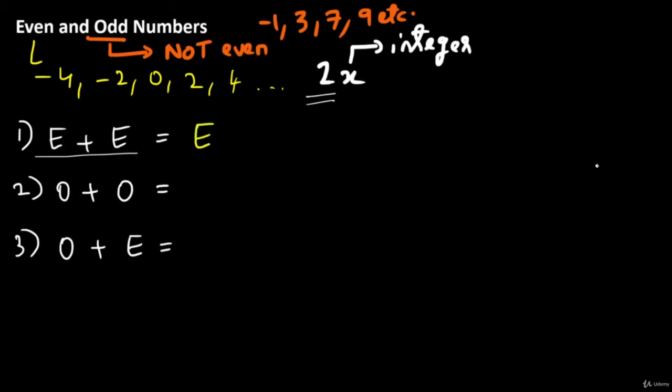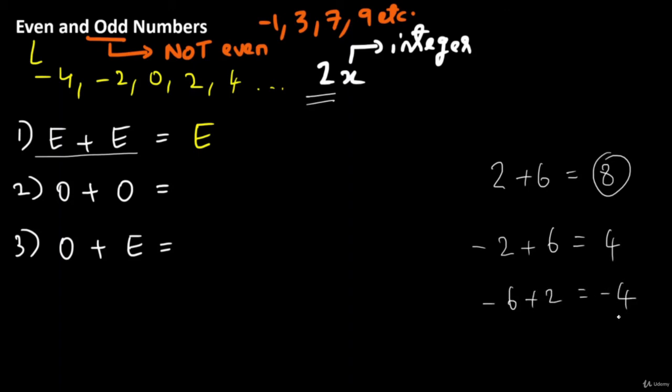Let's take an example. So for example, if I add 2 and 6, my answer is 8. 8 is even, right? If I'm adding minus 2 and 6, my answer is 4. The answer is even. If I'm adding minus 6 and 2, my answer is minus 4. This is also even, right? So you can see that whenever you add two even numbers, the answer will always be even.